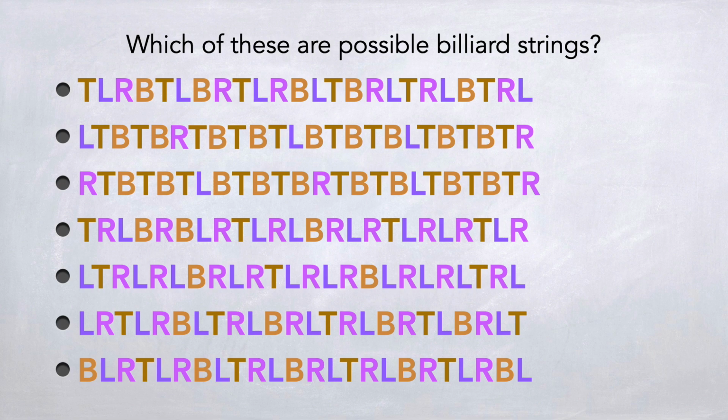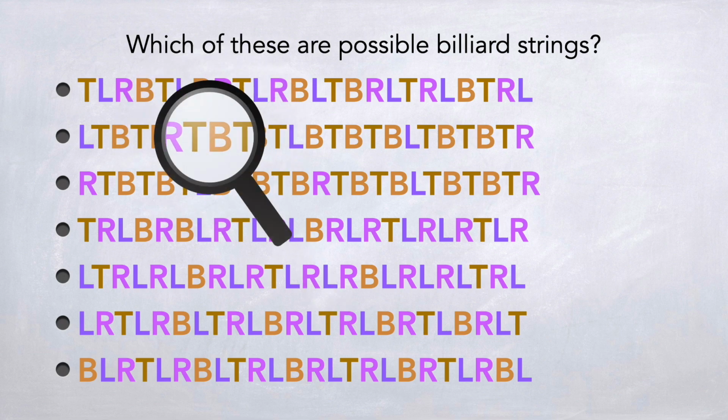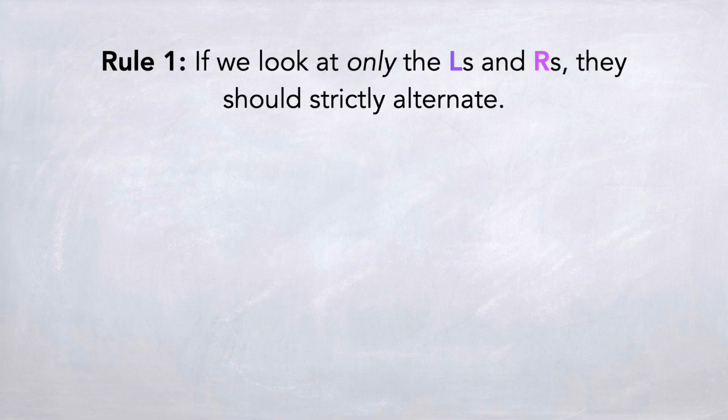Ideally, we'd like to be able to win our game without having to read every single letter of every single line. If we can find specific pieces of text that will tell us that a string does not come from a billiard, that will make our game much faster. One rule that any billiard string must follow is that the L and R symbols should alternate back and forth.